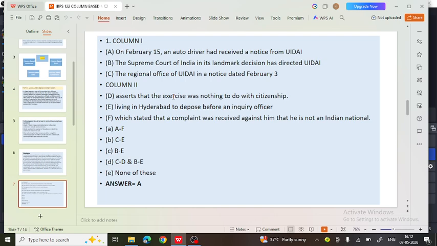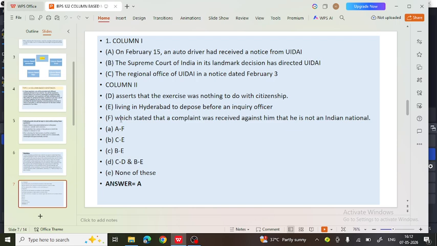Asserts that the exercise was nothing to do with the citizenship. So it is not related with the notice. See the next one: living in Hyderabad to dispose before an inquiry officer. Now it is also not related with the context given here, so they cannot form a pair.